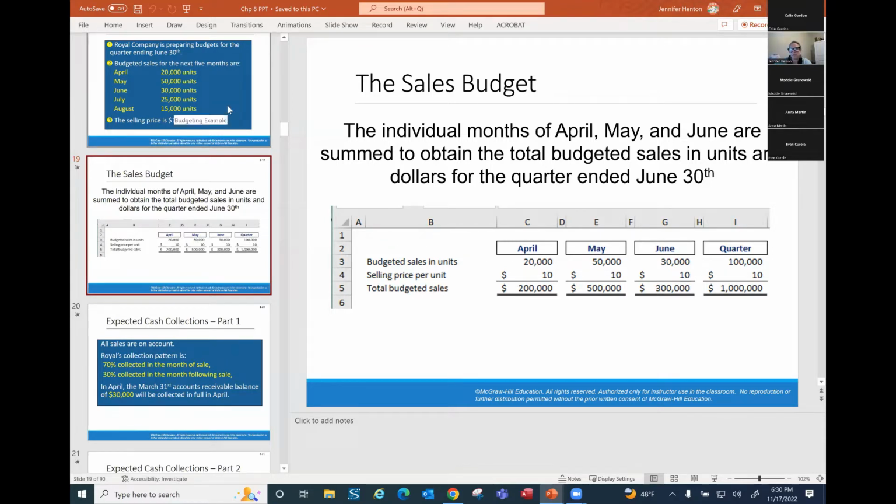They gave us the selling price, so we're going to plug that in. Now we know what our sales in units are for our budget. And then how much do we expect to collect in sales? We just take the number and multiply it by the $10. So 20,000 times 10 gives me the 200,000 in sales. And then we do the same thing for May and June, and total them up for the quarter. So we're expecting $1 million in sales for the quarter.